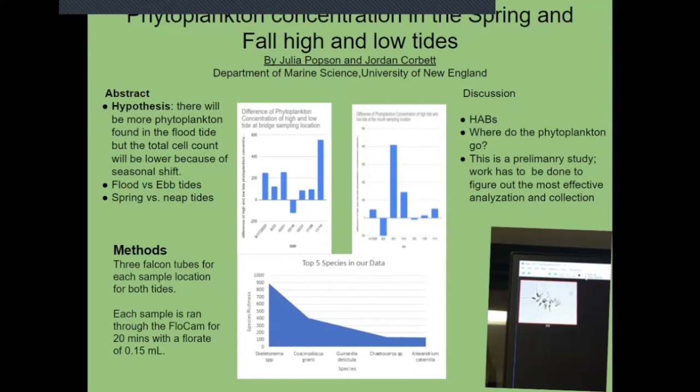Skeletonema had the most richness in concentration, with 889 individuals captured on the FlowCam. We were able to capture 406 individuals in the genus Coscinodiscus, 272 individuals from Gennardia, 137 from Chaetoceros, and 130 from Alexandrium. Our results prove that a larger concentration of phytoplankton are coming into Biddeford Pool compared to those leaving.